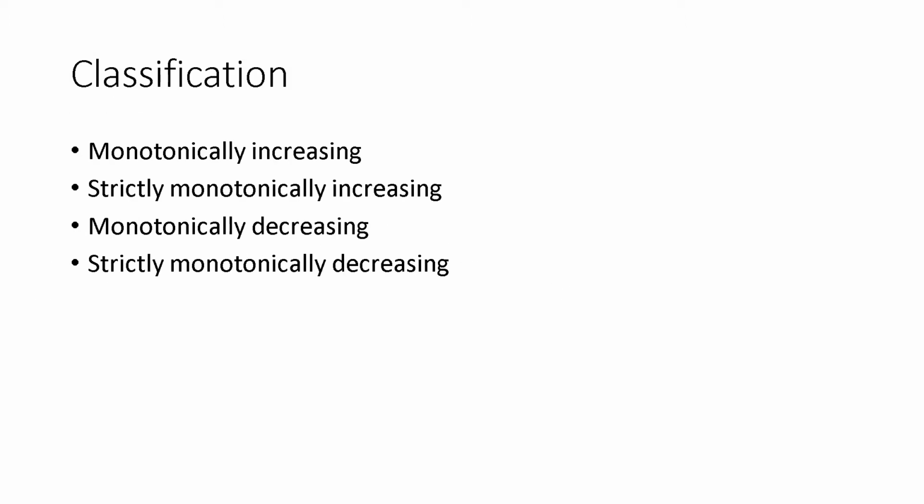There are four classifications. Monotonically increasing or strictly monotonically increasing, monotonically decreasing or strictly monotonically decreasing. A monotonic function is defined as any function which follows one of the four cases mentioned here. Okay, let us see the differences in the coming slides.